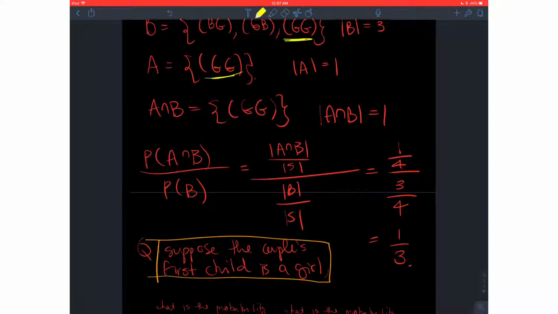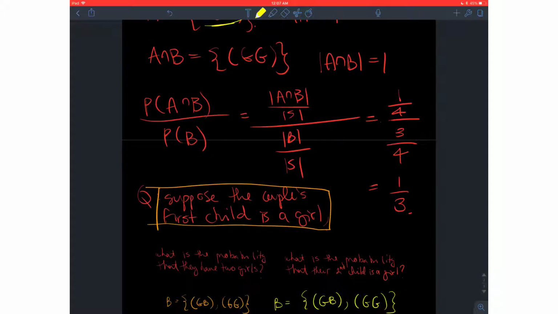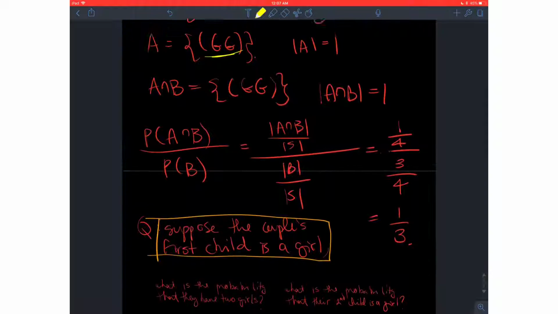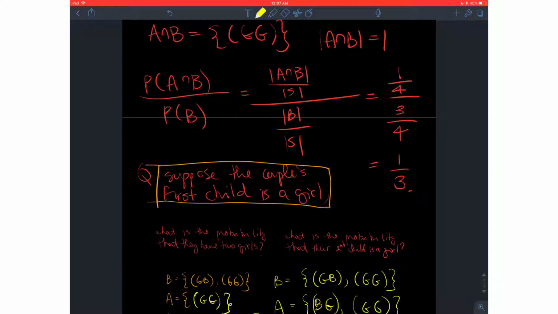That's going to be 1 as well. And so if we write out the definition of conditional probability, P of A given B is P of A and B divided by P of B, which we can calculate as the cardinality of A intersect B divided by the cardinality of S, over the cardinality of B divided by the cardinality of S. Working those out, we know that that turns out to be 1/3.